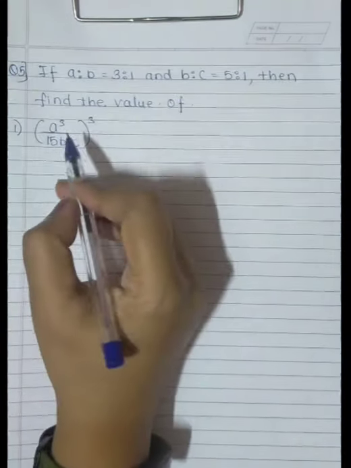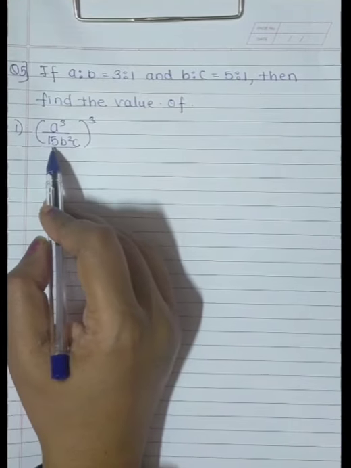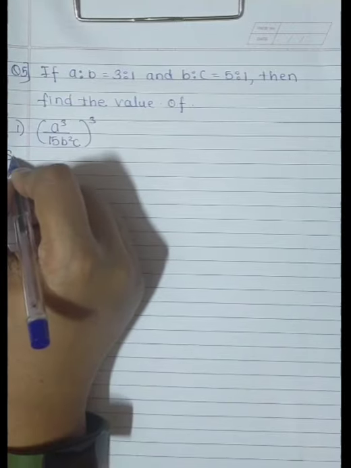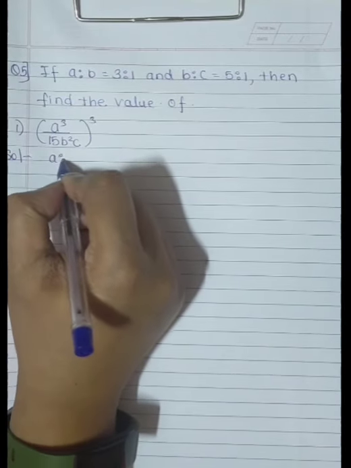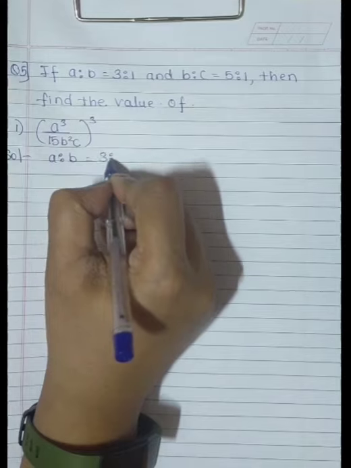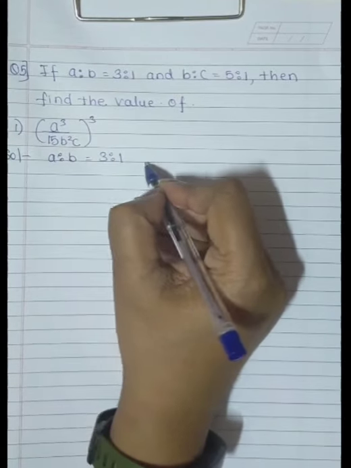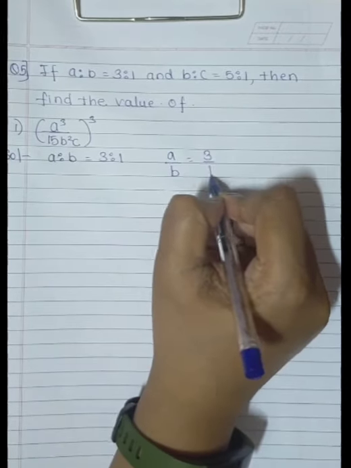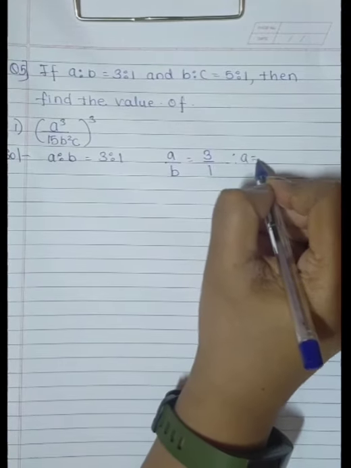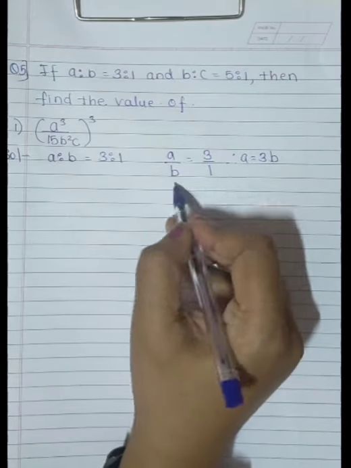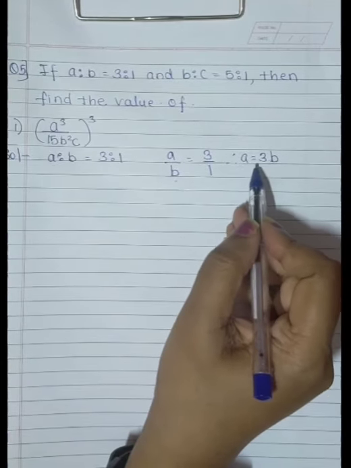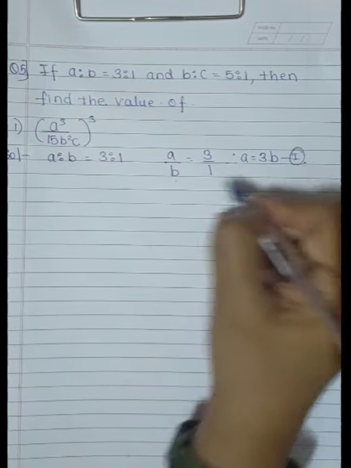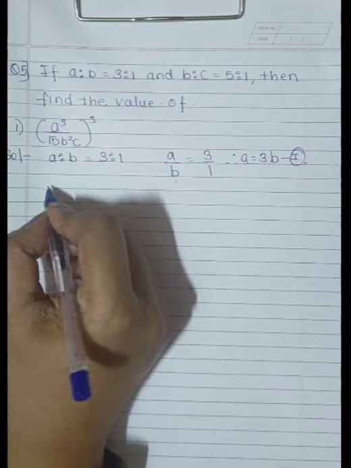Now first, what is given: a cube upon 15b square c, the whole cube. Okay, the solution will start. What is given? A is to B is 3:1. So we'll write in denominator and numerator form. A upon B is equal to 3 upon 1. So therefore, when we cross multiply, we'll get A is equal to 3B. This is our first equation.